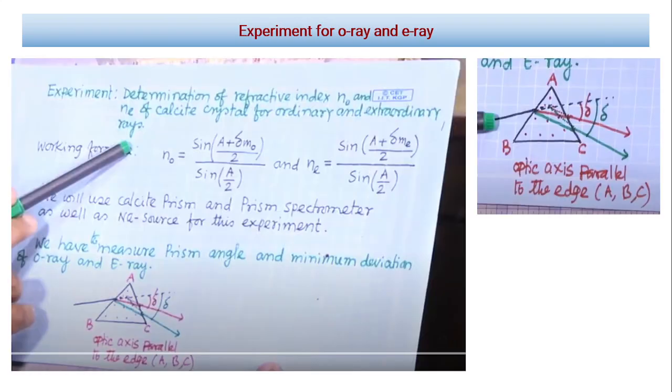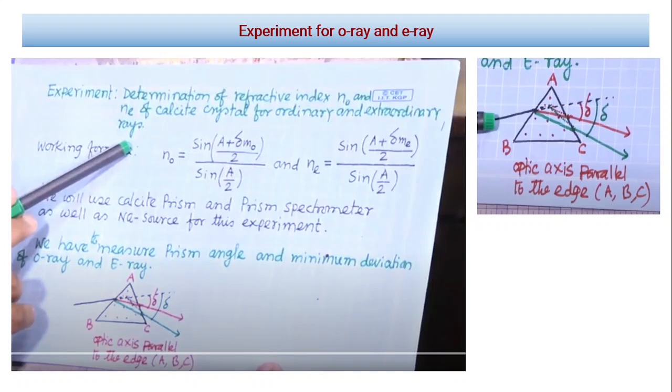So, the experiment for O ray and E ray. If we want to conduct an experiment to determine the refractive index of that material, now we know that along the optic axis, the refractive index, and that is the speed, for both O ray and E ray is the same. But when it deviates from parallel to the optic axis to any other direction, the refractive index for O ray and E ray changes, and that's how the speed for O ray and E ray changes.